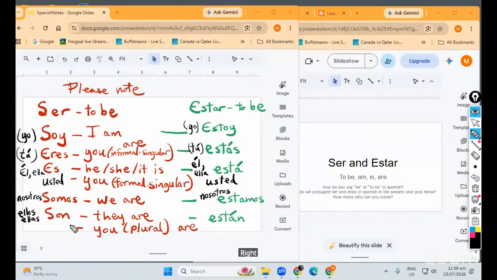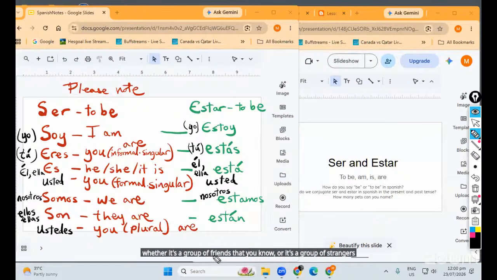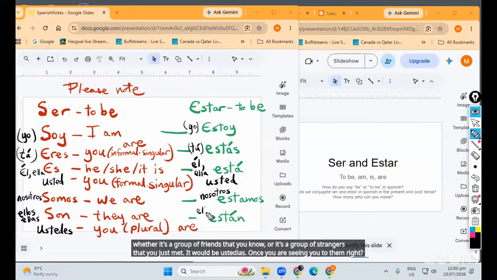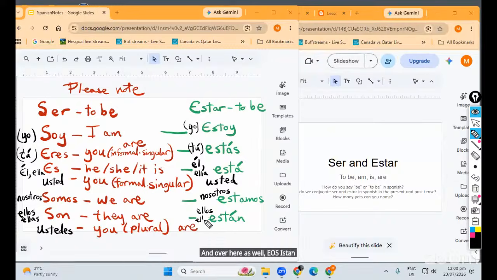We use Latin American Spanish for CXC, so the version we are learning is Latin American Spanish. Okay? And then for you down here, you will see ustedes. Once the you is plural, whether it's a group of friends that you know or a group of strangers that you just met, it will be ustedes. And over here as well, ellos están, ellas están, ustedes están, right?